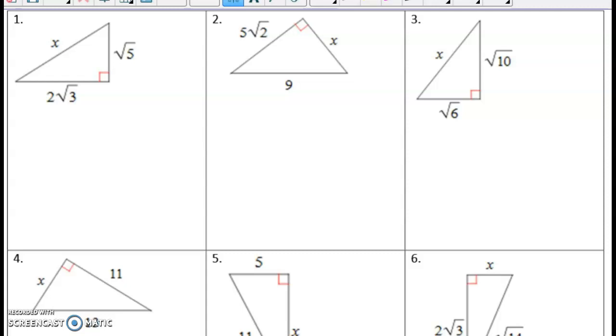Okay, nothing new here, just a little bit more practice. So if we look at number 1, you can see the x is in the position of the hypotenuse. So you're going to do the square root of 5 squared plus 2 root 3 squared equals the hypotenuse squared. Your calculator can help you out.